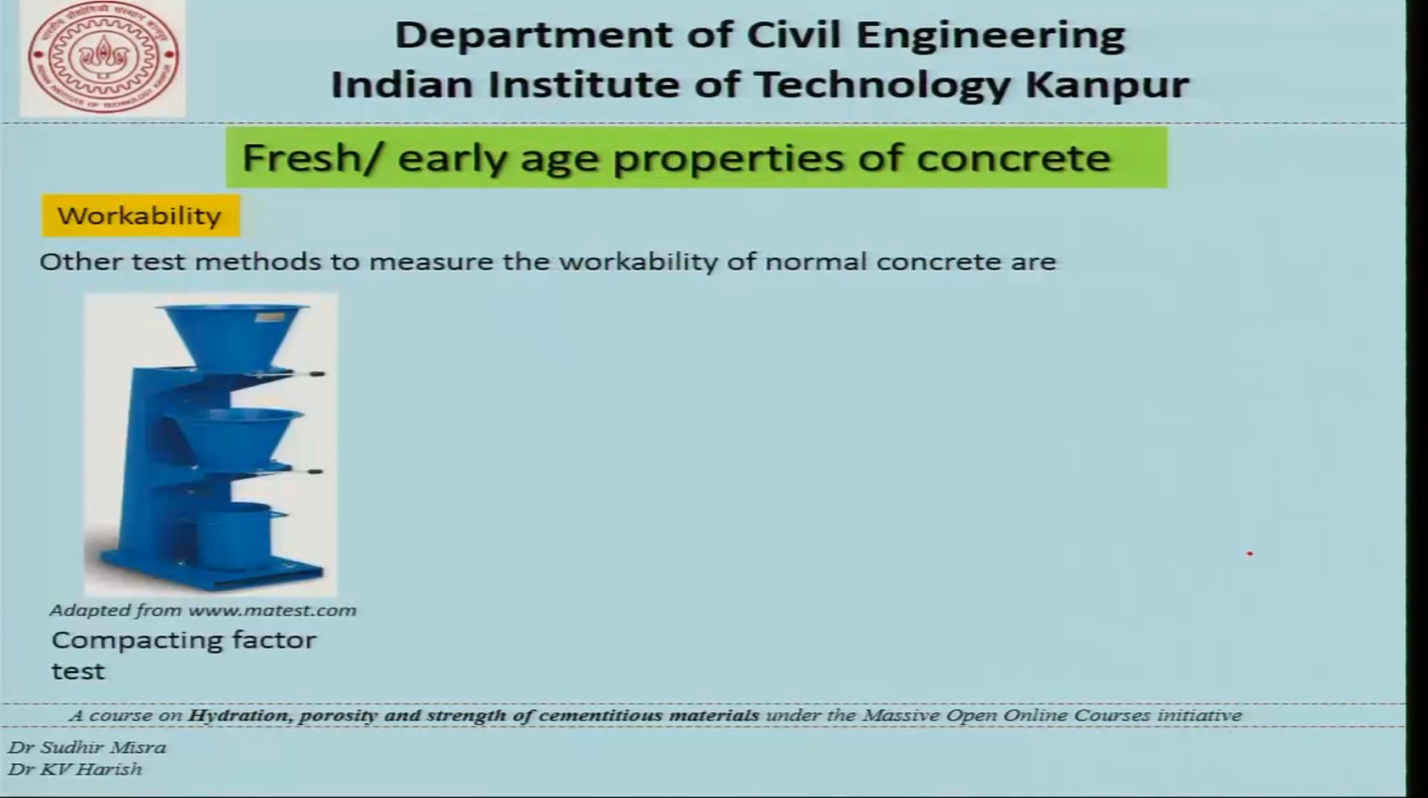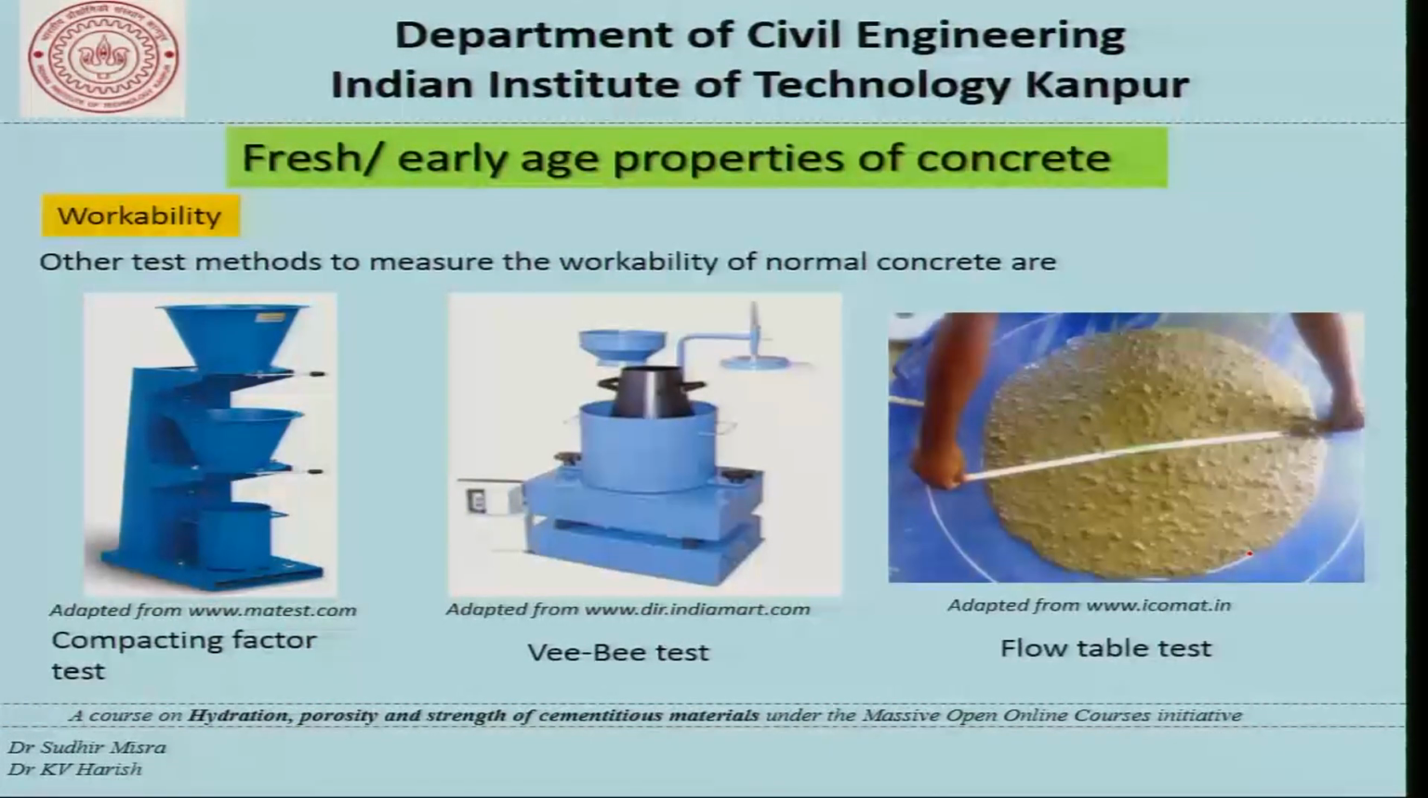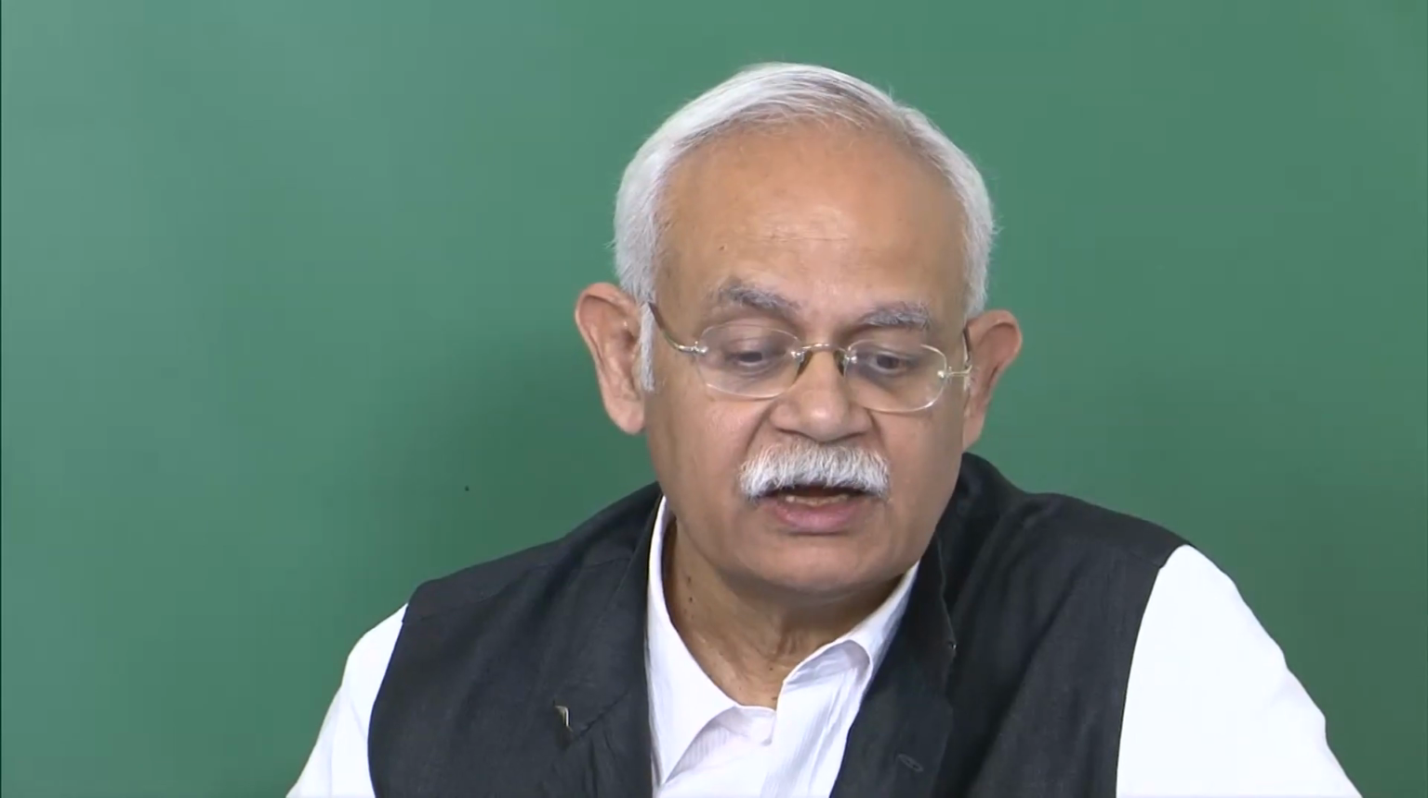Other than the slump, there are other methods which are available to measure the workability of concrete, one of them being the compaction factor test, the VB test, and the flow table test. As an assignment, I would like you to read about these tests and the standard methods that have been prescribed in different standards of the world as to how these tests should exactly be carried out.